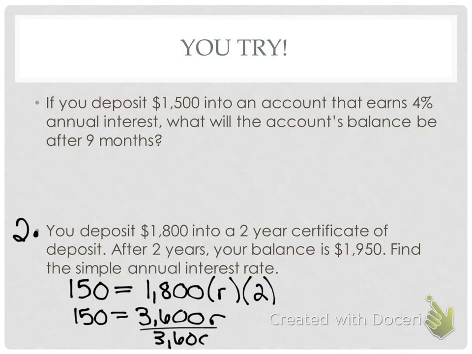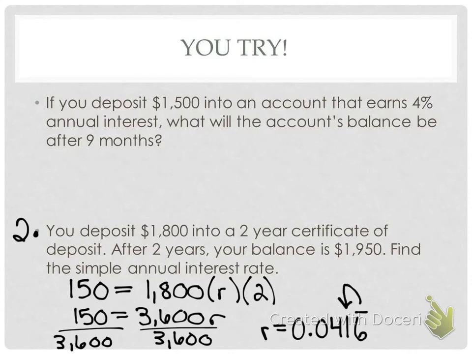And you say, well, that looks goofy. I know, but it's still the right way to solve it. Okay, so now 150 divided by 3600. 0.042. Okay, it's going to be a repeating decimal. R equals 0.0416 repeating. So if I round to the nearest thousandth, what does that 6 round the 1 to? A 2.